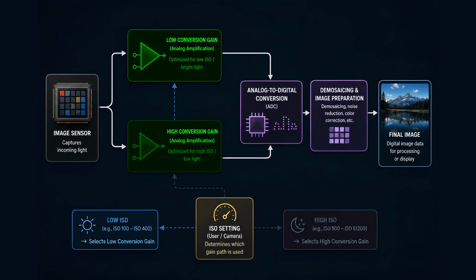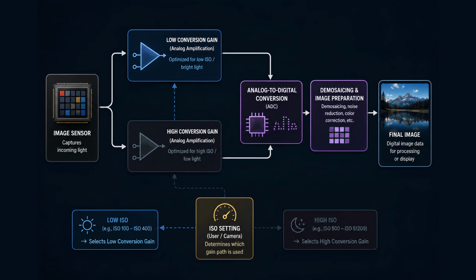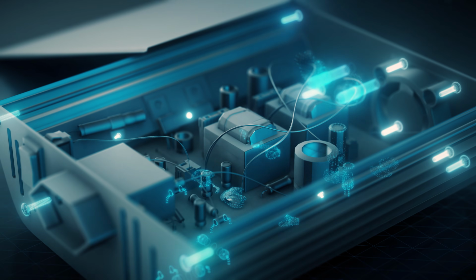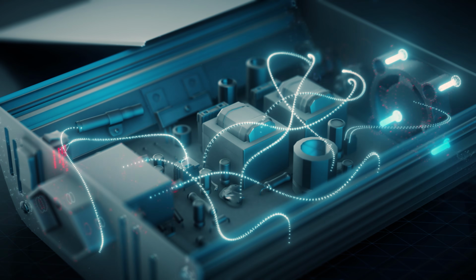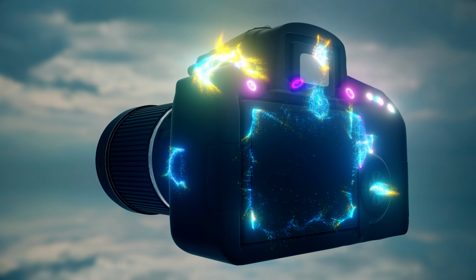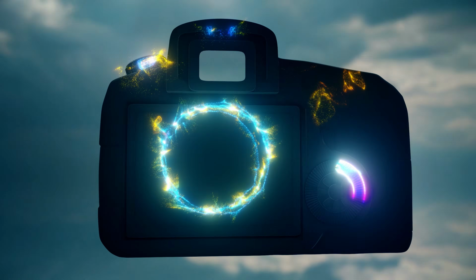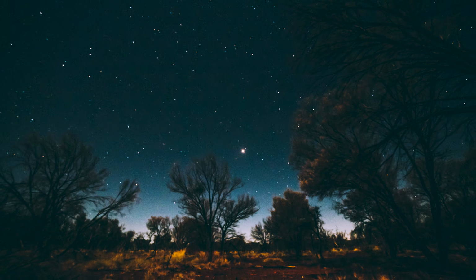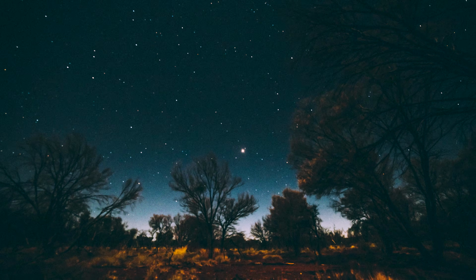These amplifiers are usually analog, before the analog to digital conversion, which converts electrical signals to zeros and ones, takes place. The advantage is that the second circuit can reduce read noise, allowing shadow detail to be recorded more cleanly at higher ISOs than would otherwise be possible. Now, why does this work? You see, every electronic system introduces a little bit of noise. The signal coming from the sensor has to travel through amplifiers, converters, and other circuitry before it becomes a digital image. If the signal is very weak, that electronic noise can become a significant part of the final image.